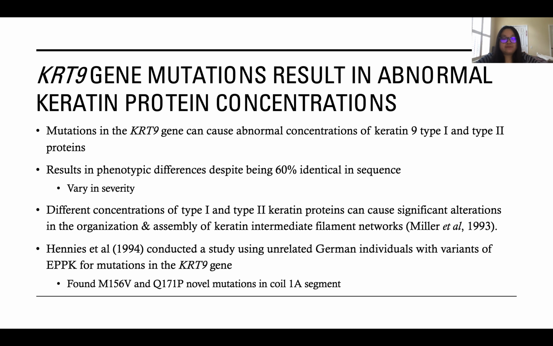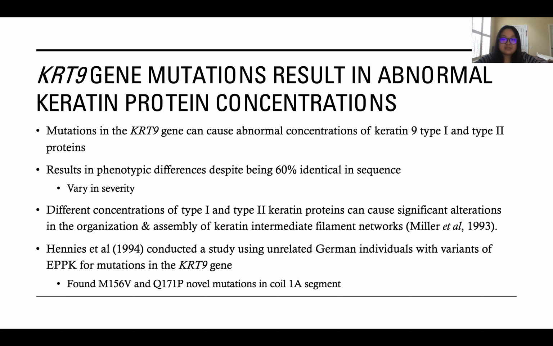So like I had stated previously, keratin 9 gene mutations can result in abnormal keratin protein concentrations, either in type 1 or type 2. And from a study done, results show that abnormal protein concentrations can result in phenotypic differences that vary in severity despite being 60% similar in sequence, due to alterations in the organization and assembly of keratin IF networks. And another study done by Hennies found that novel mutations in positions 156 and 171 cause mutations in the coil 1A segment, which is responsible for the heterodimerization of keratin and assembly of intermediate filaments.